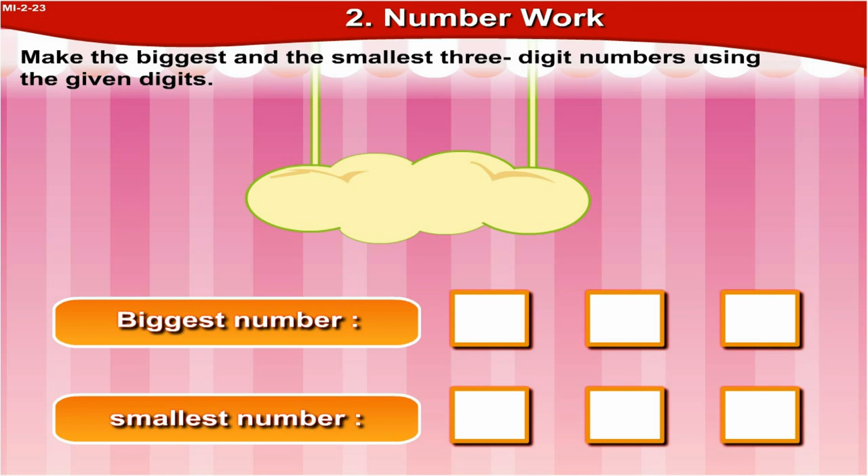Now the last set of digits is 8, 5, 9, where 9 is the biggest number and 5 is the smallest digit. So our biggest 3-digit number would begin with 9. It would be 985 and the smallest 3-digit number would be 589.